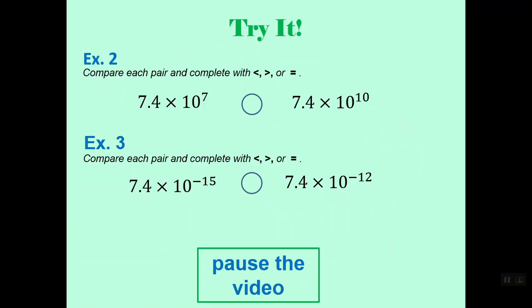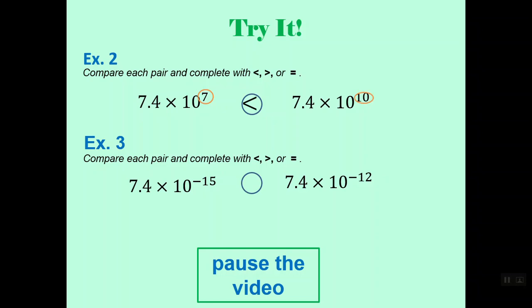Okay, how'd you do? Let's see here. We've got 7.4 times 10 to the 7th power, and we've got 7.4 times 10 to the 10th power. Clearly, 10 to the 10th power is going to make 7.4 larger, so the greater than sign is going to go there. Or it's going to read 7.4 times 10 to the 7th power is less than 7.4 times 10 to the 10th power. Now in example 3, we're looking at negative exponents.